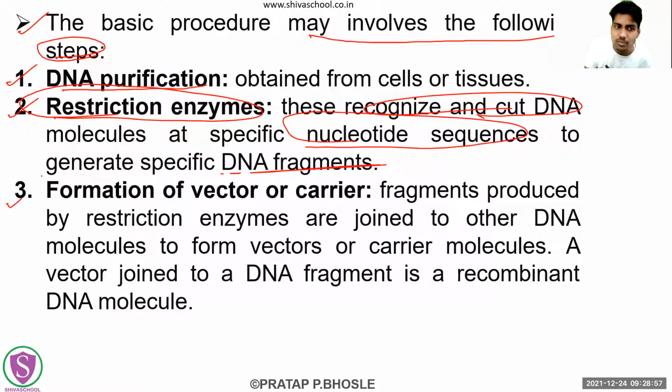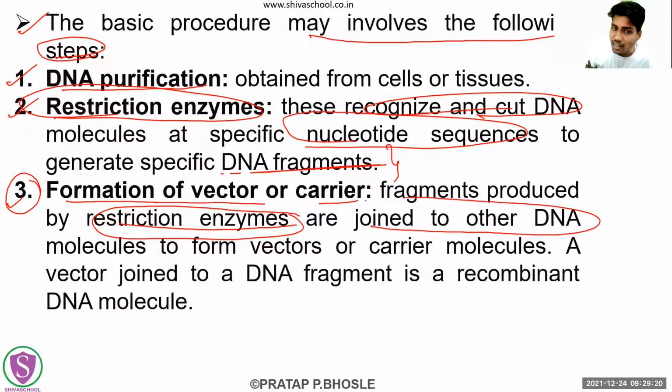The next step in recombinant DNA technology will be the formation of a vector or a carrier. Now what will they do? The fragments which will be produced by these restriction enzymes need to be carried somewhere. So they will be carried by the vector. These fragments will be joined to the DNA molecules to form the vector.